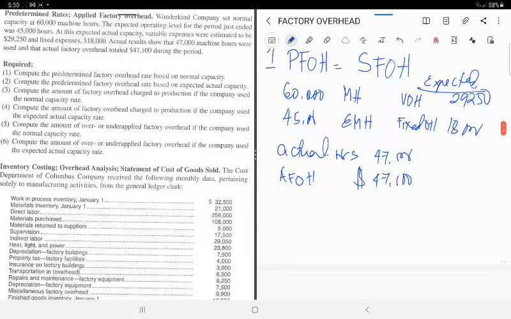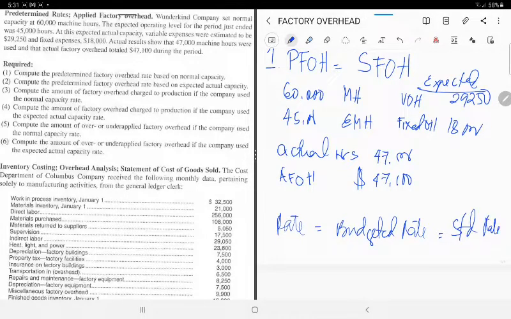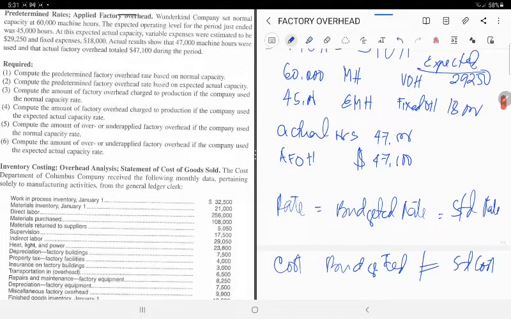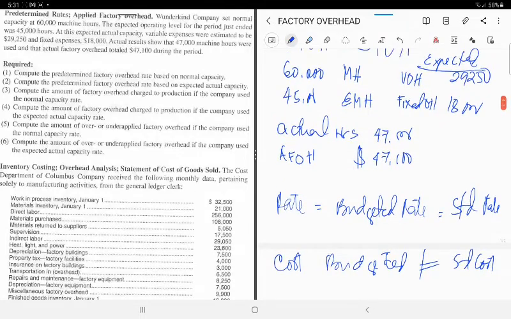Ang kailangan natin ay budgeted rate. Budgeted rate is the same as standard rate. Pero pag cost, ang budgeted cost is not the same as standard cost. Okay, pero pag rate, pwede silang the same rate. Mahirap mag-compute ng walang data.